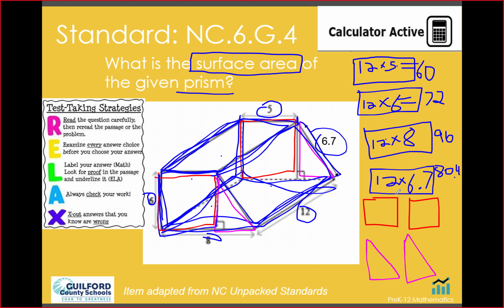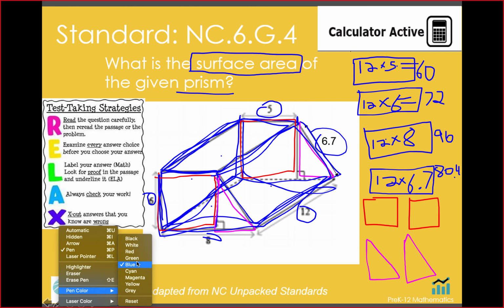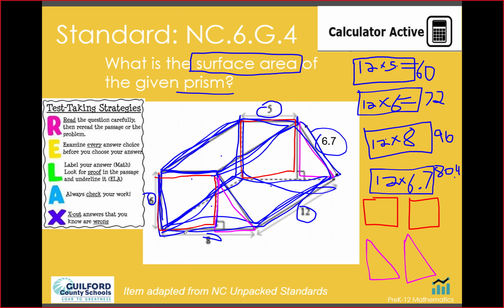Alright, and now I'm at my rectangles. Oh, my squares, not my rectangles, excuse me. I'm going to switch over here to red. So we have a square that is 5 times 6. And they are both 5 times 6. And I know, because I know my 5s. I don't know all my multiplication tables. I'm trying to learn them even as an adult. But I know my 5s. So 5 times 6 is 30. So that's 30 and 30.